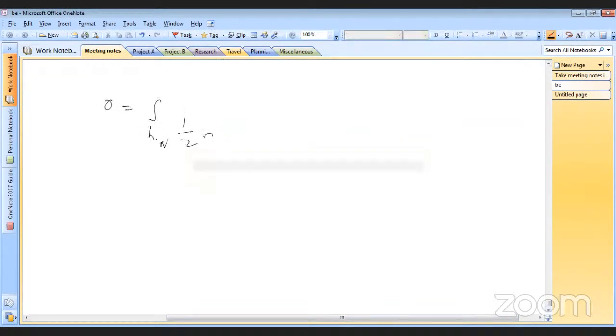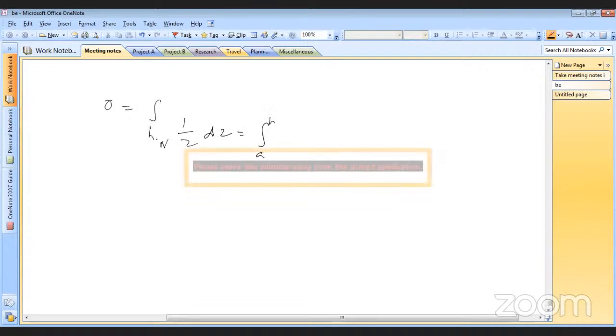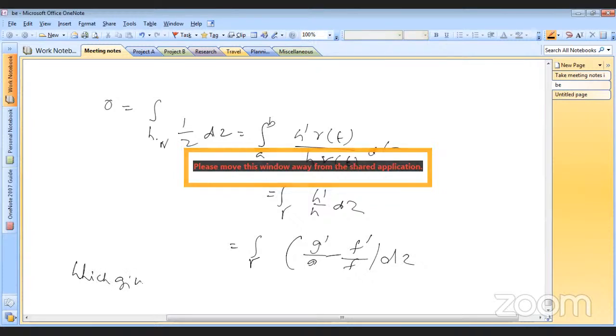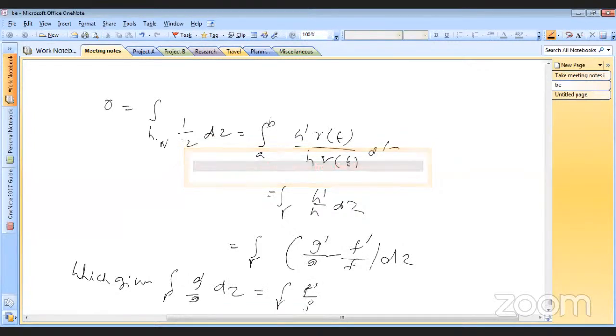The integral over gamma of 1 by z dz equals the integral from a to b of h dash of r of t over h of r of t dt, which is the integration over gamma of h dash by h dz. This h dash by h we can write as g dash by g minus f dash by f dz, which gives the integration of g dash by g dz equal to the integration over gamma of f dash by f dz. We have to write this as the differentiation.